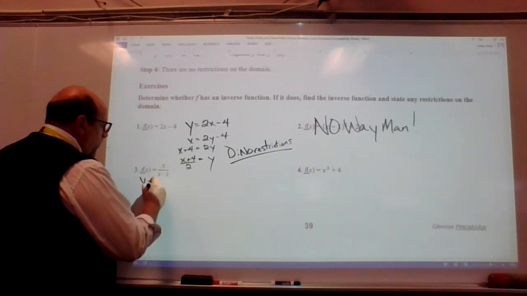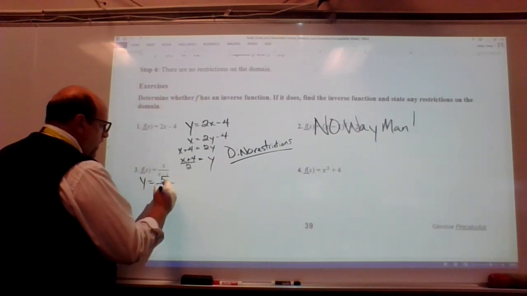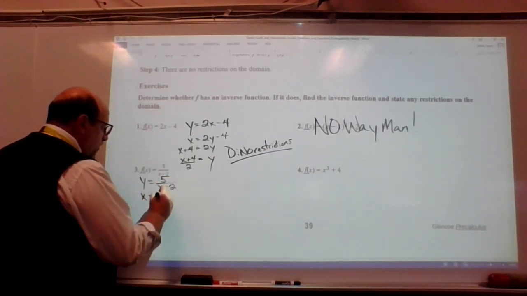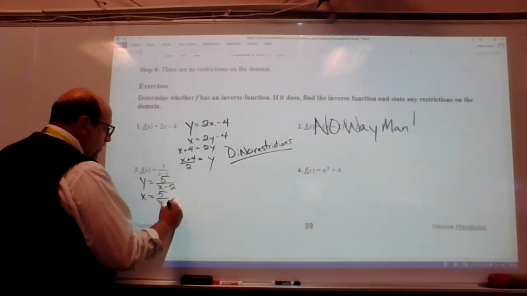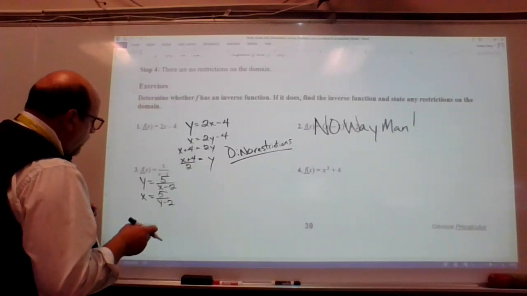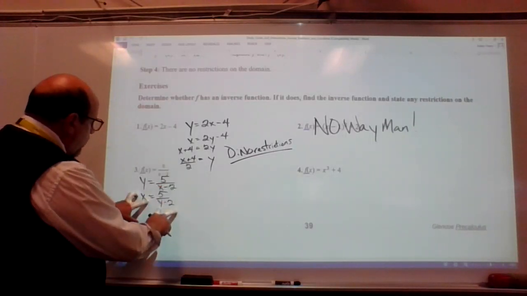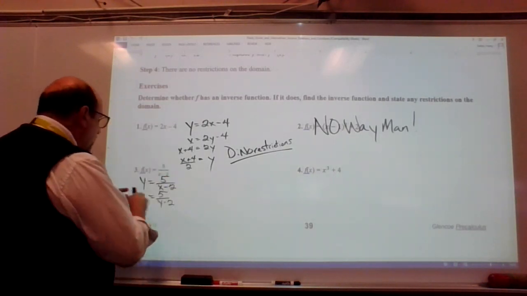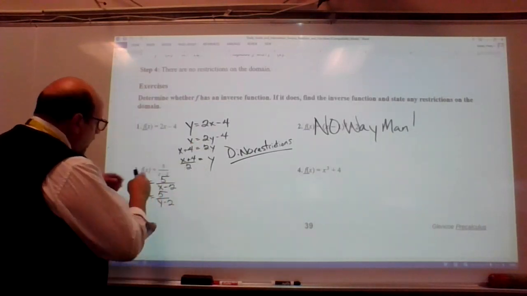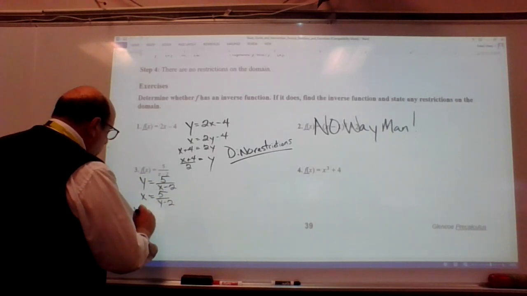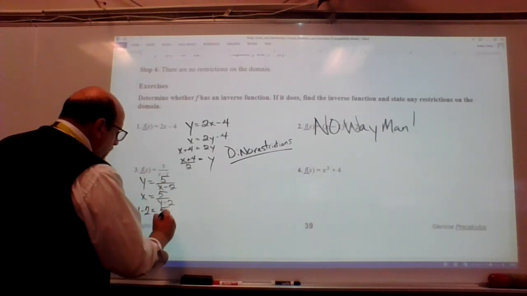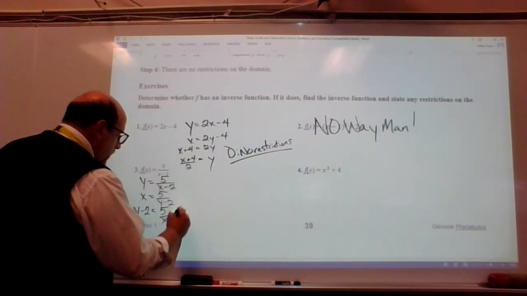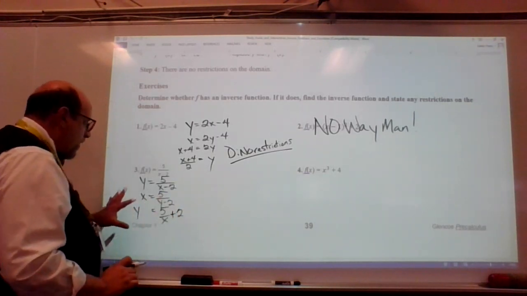We say y equals 5 over x minus 2, and then we switch the x and the y, and we say x equals 5 over y minus 2. There are a couple of ways we can do it, but suffice it to say, these two things are interchangeable. I'll show you how it works. You multiply both sides by y minus 2, and then you divide by x. So we have y minus 2 equals 5 over x. Uh-oh, now we're running into trouble. We're going to add 2 to both sides to get rid of that. Now we have the new function.